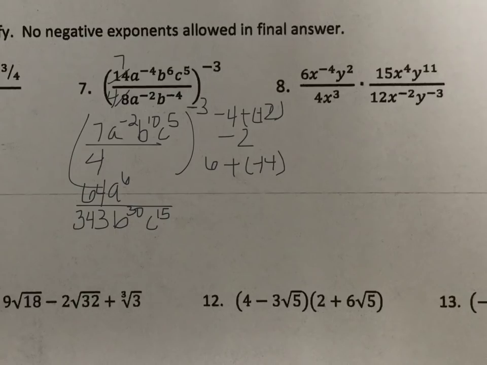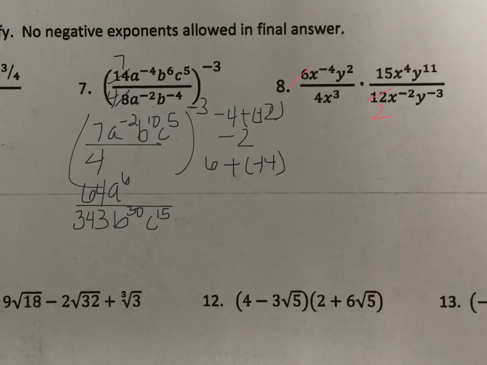Let's look at number 8. 6x to the negative 4y squared over 4x cubed times 15x to the 4th y to the 11th over 12x to the negative 2y to the negative 3. So we have a lot going on, but the first thing I see is that 6 can cancel the 12 twice. And 2 doesn't go into 15, and 4 doesn't go into 15, so that's going to stay.